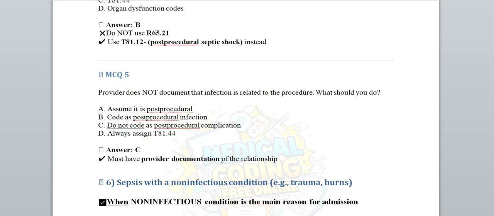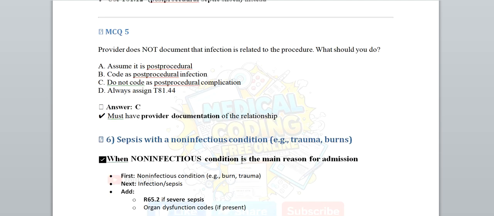If the provider does not document that the infection is related to the procedure, do not assume it and do not code any post-procedural complication. The provider must document the relationship.